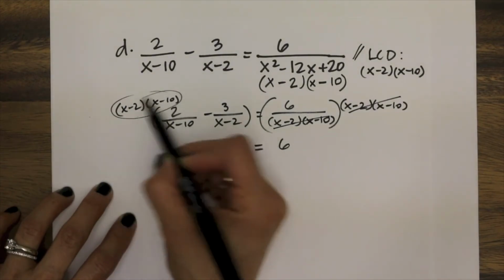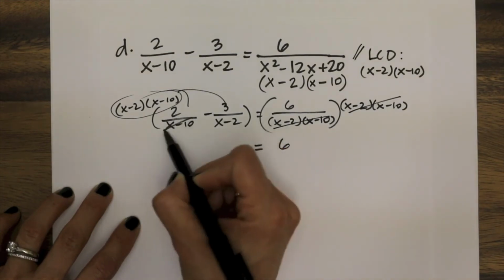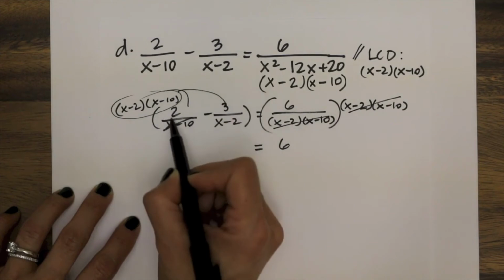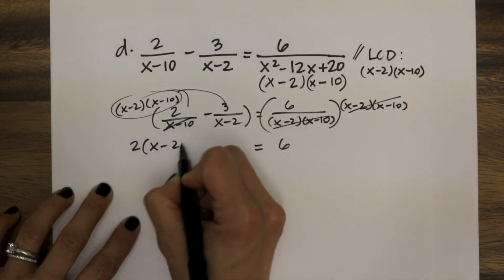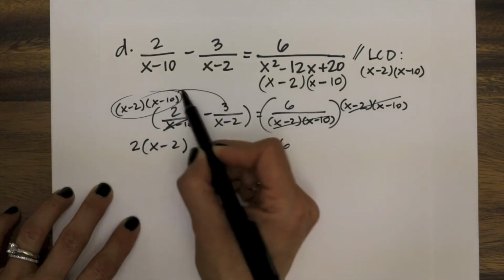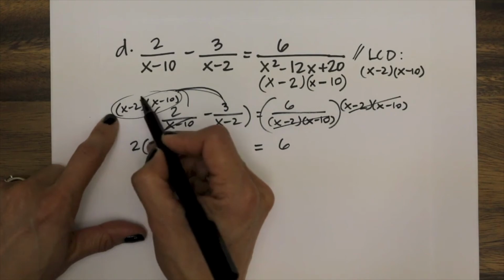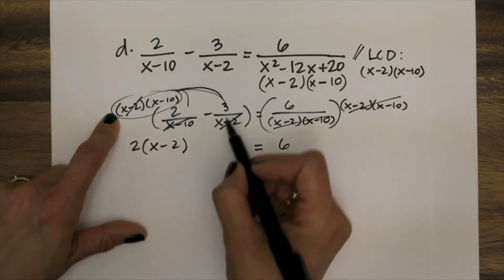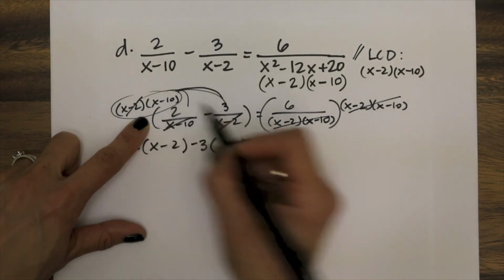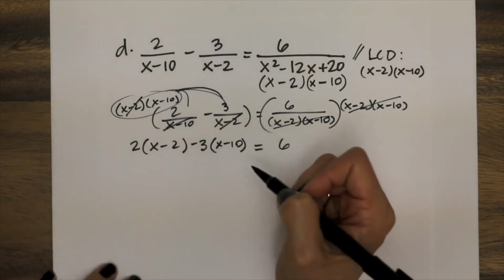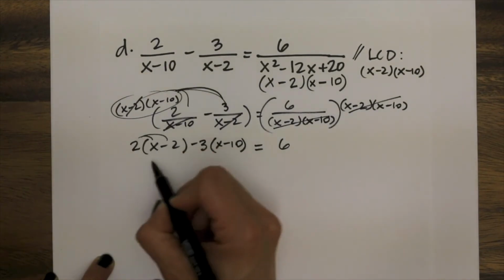So when you distribute this to both fractions, on this fraction, you can see that x minus 10 will cancel with that x minus 10. Leaving just 2 times the quantity x minus 2. But when we take this expression and distribute it to this fraction, this time the x minus 2's cancel. So x minus 2 cancels with this x minus 2, and it's leaving a negative 3 times the quantity, the one that's left, x minus 10. So now you can finish the problem, there's no fractions, it's really nice.